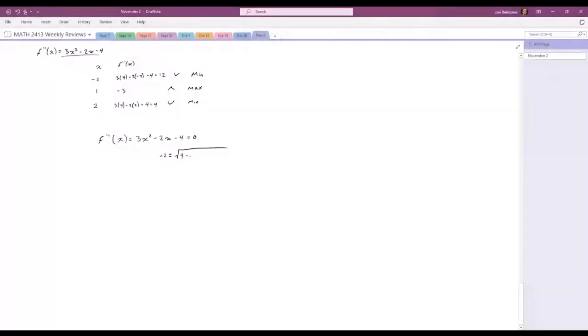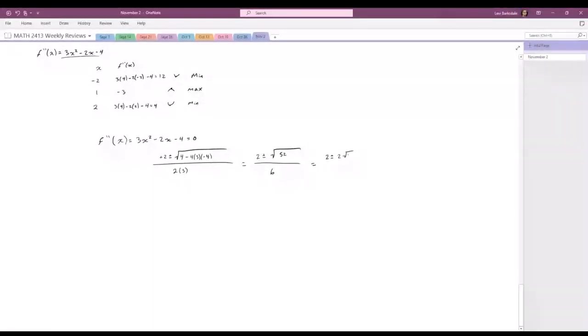negative 2 squared is 4, minus 4 times 3 times negative 4, all over 2 times my a value, so 2 times 3. And simplifying this, I would get 2 plus or minus the square root of 4 plus 16 times 3, so 4 plus 48 is 52, all over 6. And unfortunately, 52 is 2 times 26, so I could simplify that into 2 plus or minus 2 square root of 13 over 6, or 1 plus or minus the square root of 13 over 3.